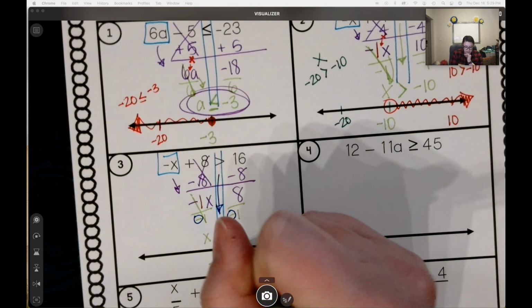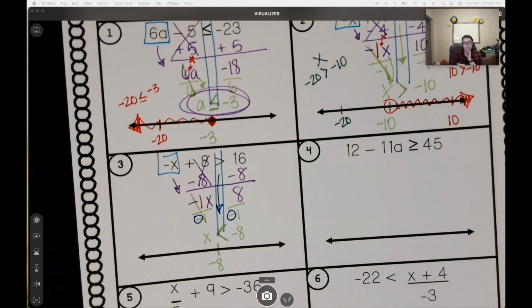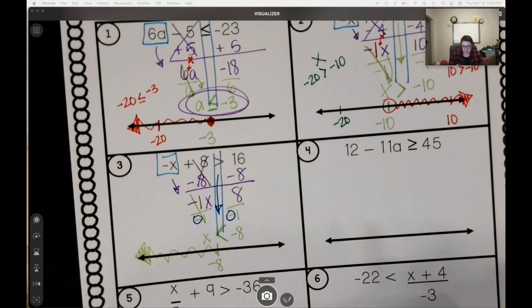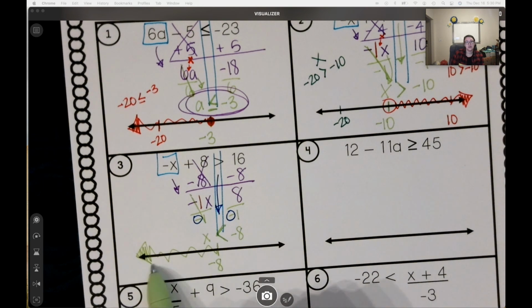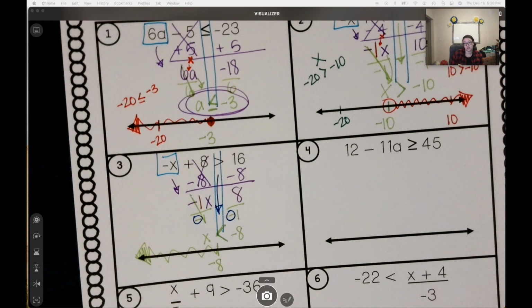So we know we need negative 8 on our number line. Think to yourself, am I going to shade to the left or am I shading to the right? And why? Pause the video. When you have your answer, unpause it, see what you did. Hopefully you shaded to the left because the left is less than, x is less than negative 8. It's smaller than negative 8. Smaller numbers are on the left side of a number line.